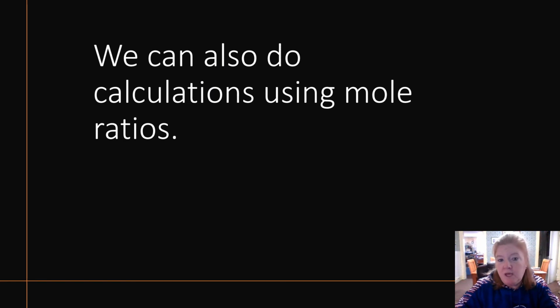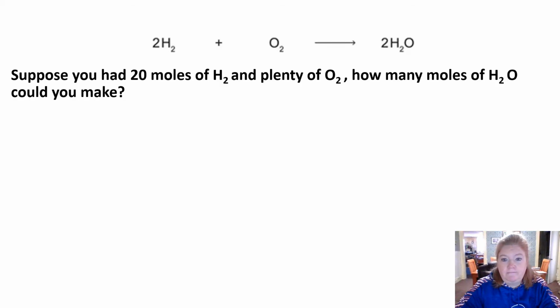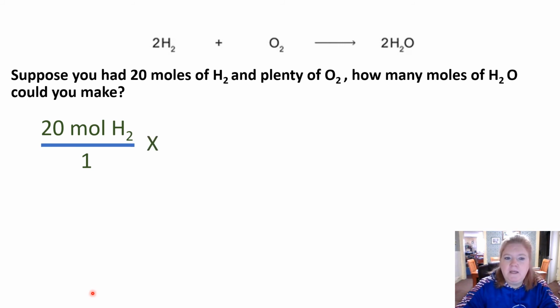Okay, we can also do some calculations using mole ratios. Let me show you what I mean. Here's a balanced equation, and the question says, suppose I had 20 moles of H2 and plenty of O2. So what that means is H2 is the limiting reactant because I have plenty or extra of O2. How many moles of H2O could I make? Start by what you're given and put it over 1. Now I don't want moles of H2, I want moles of H2O. So I need to convert between H2 and H2O. I use mole ratios to do it.